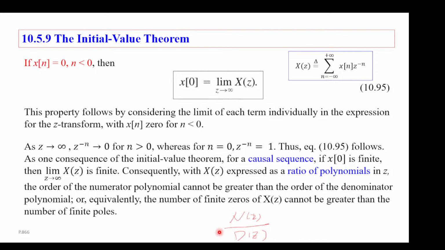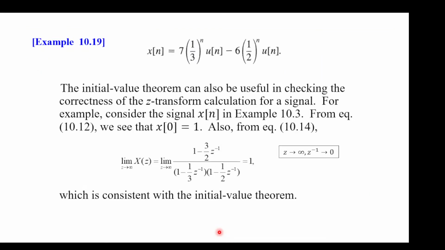Okay, let's just see an example of the initial value theorem really quickly. This theorem has uses in various analyses of a system, but here we just use it to do something very simple: checking that our calculation is correct. We had this in a previous example, example 10.3. If our x of n equals this signal, then our big X of z equals this signal. And we just check that the initial value theorem works here.